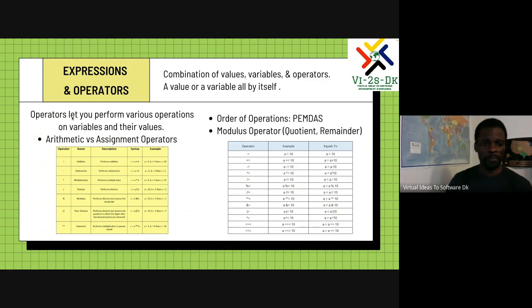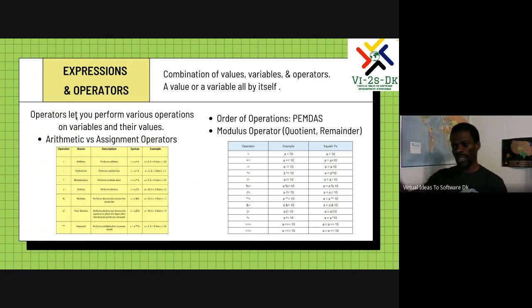What are operators? Operators let you perform certain operations on your variables and their values. Okay, you can use just values or you could use variables. Most of the time, variables are better because you can monitor and keep track of them throughout your life cycle. So there are two main types of operators in Python: arithmetic operators and assignment operators. There are a bunch of them. You don't need to remember all of them. You can always research, but obviously arithmetic, everybody is familiar with addition, subtraction, multiplication, and division.